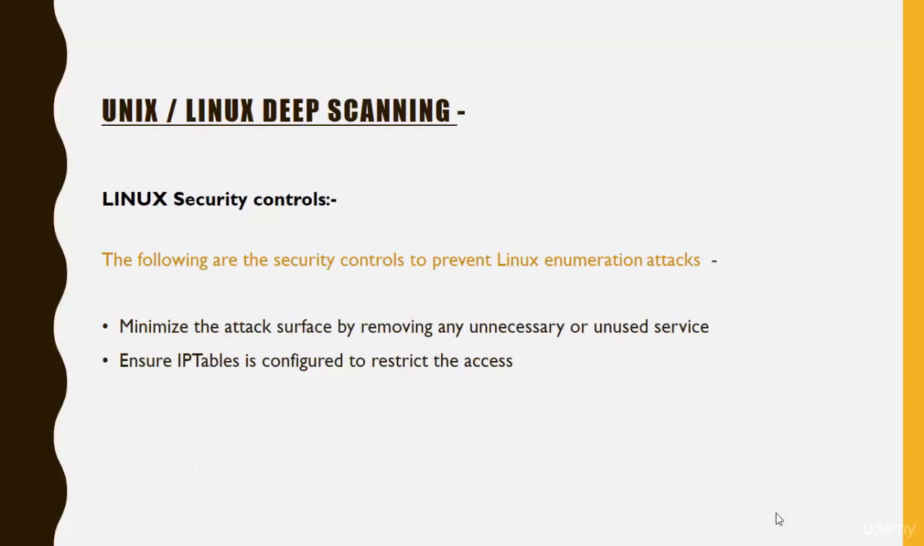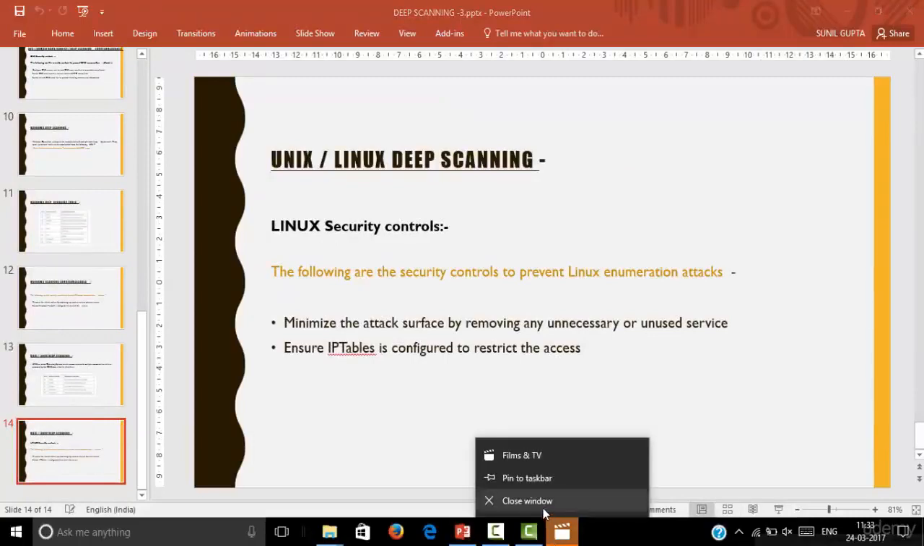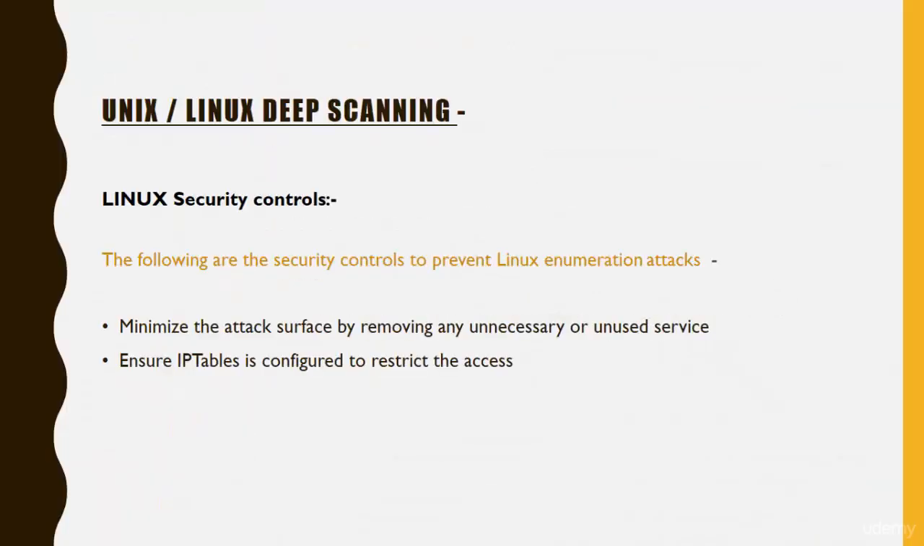Unix and Linux deep scanning. These are some Linux security controls. The following are the security controls to prevent Linux enumeration attacks. Minimize the attack surface by removing any unnecessary or unused services. Ensure iptables is configured to restrict the access of deep scanning.